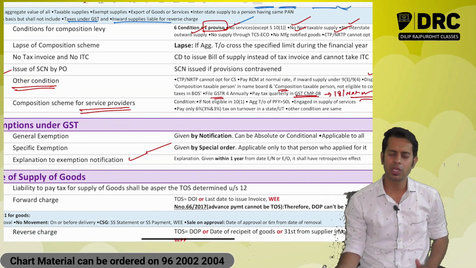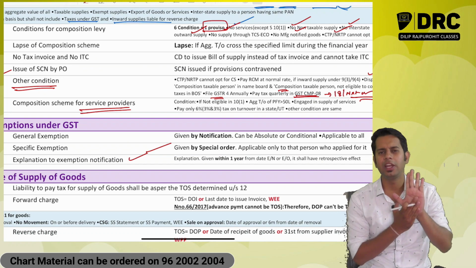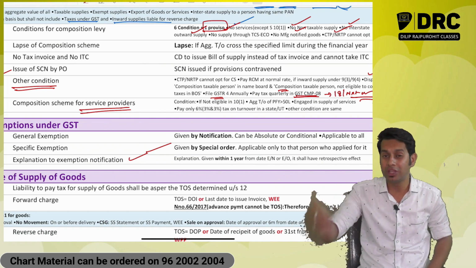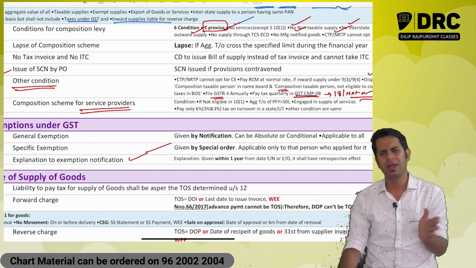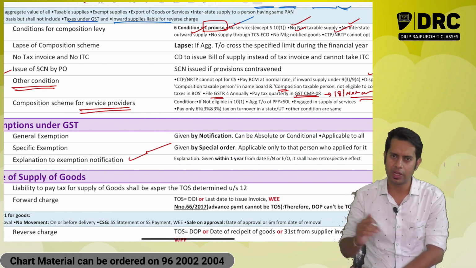And section 11 subsection 3 talks about explanation to an exemption. Government has all the power to give an explanation to whatever exemptions they have already issued. This explanation, if it is issued within 1 year of that exemption notification or exemption order, then that will be applicable retrospectively from the date of exemption notification or exemption order.